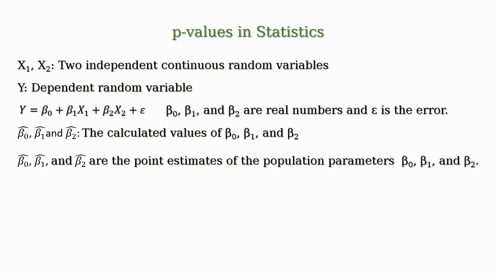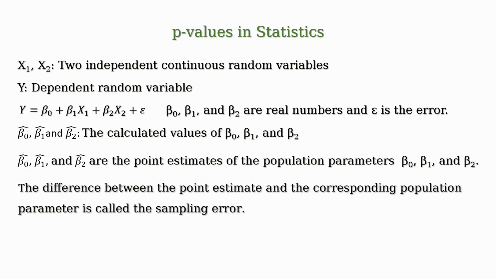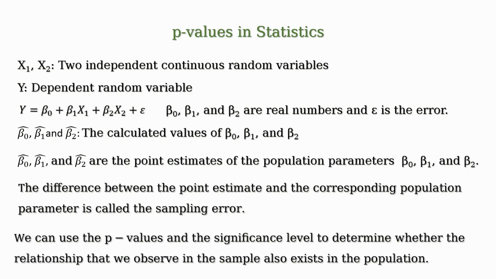Now, the values of beta 0 hat, beta 1 hat and beta 2 hat may not be identical to the corresponding values of beta 0, beta 1 and beta 2, and the difference between the point estimate and the corresponding population parameter is called the sampling error. We never know the values of population parameters, but we can use the p-values and the significance level to determine whether the relationship that we observe in the sample also exists in the population.